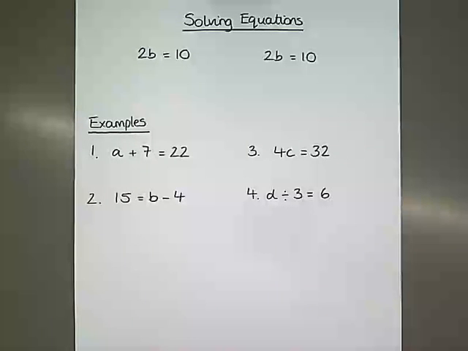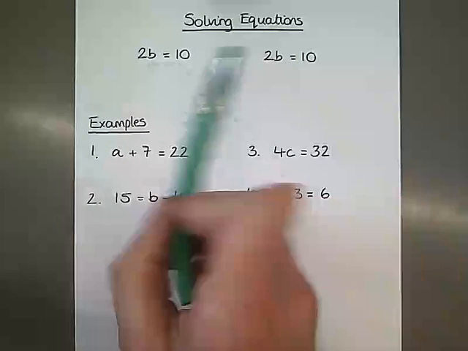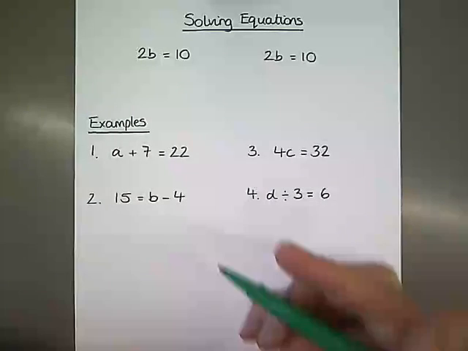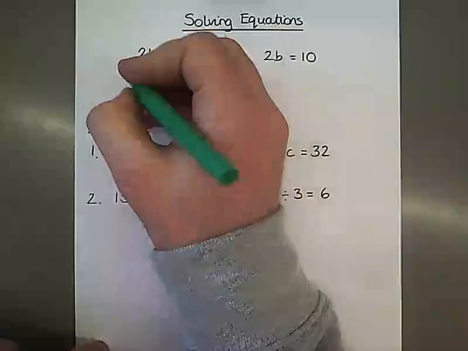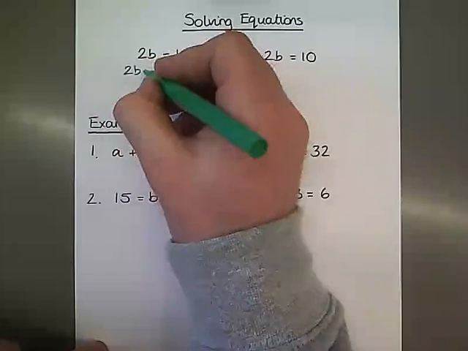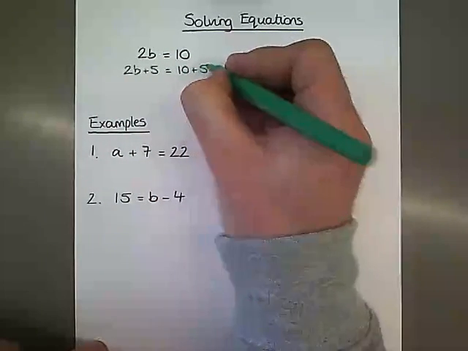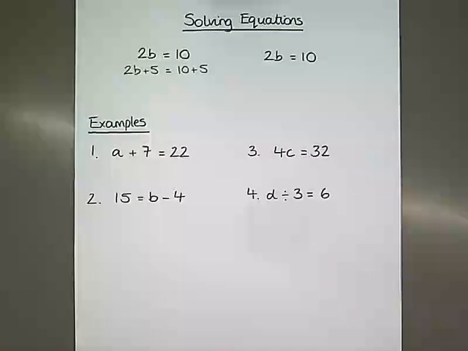Okay, so today we're going to look at solving equations, and the main thing that we need to remember when we are solving equations is that whatever we do to one side of the equation, we must also do to the other side. So if I just take these examples here, I've got 2b equals 10. If I was to add 5 to both sides, that statement would still be true because I've done the same thing to both sides.